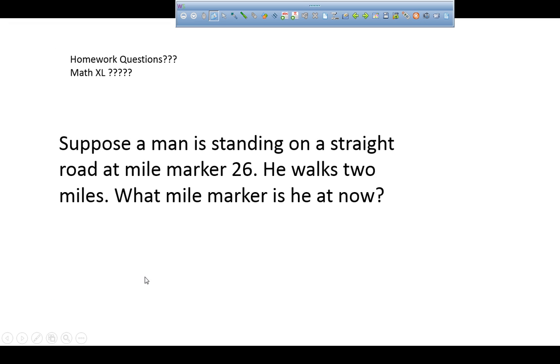Moving on. Suppose a man is standing on a straight road at mile marker 26. He walks 2 miles. What mile marker is he at now? 24, right? Or 28. So he could be on either side. Does anyone know how I can set this up as an absolute value equation?